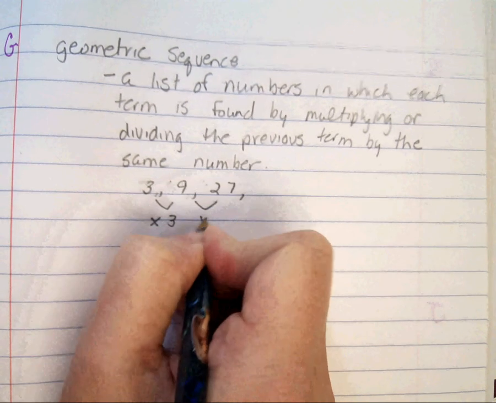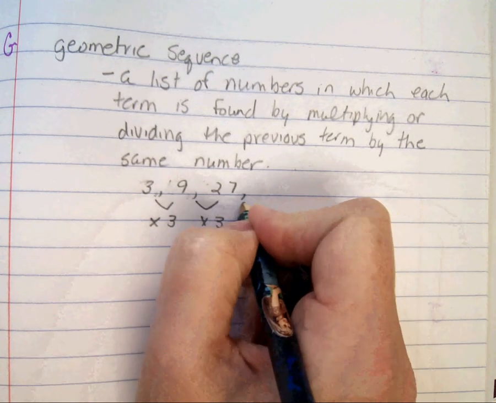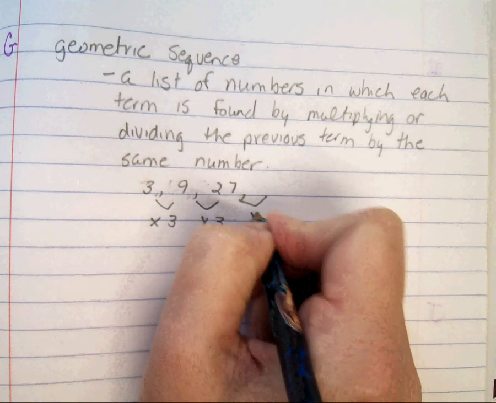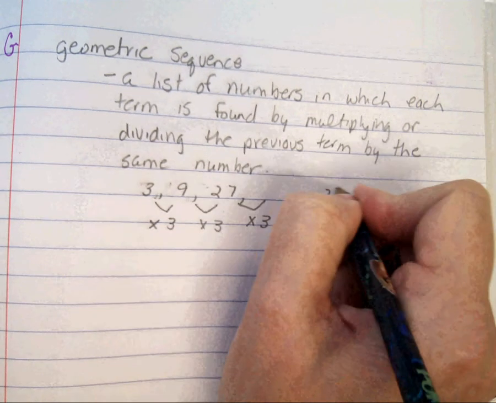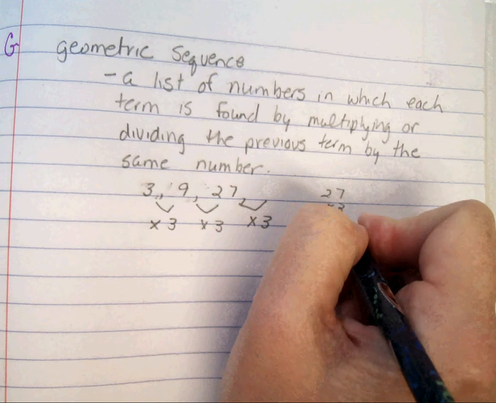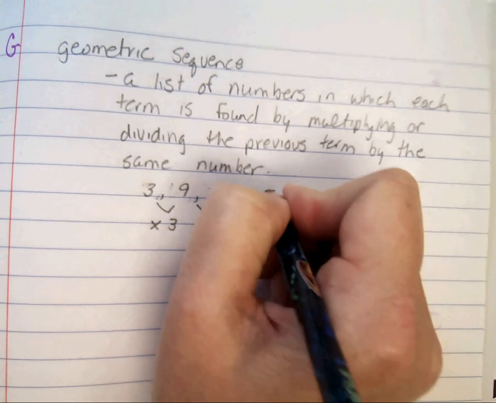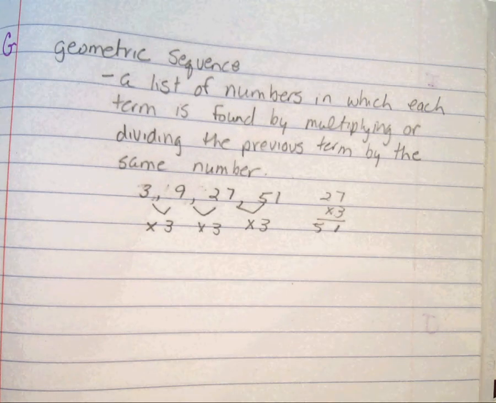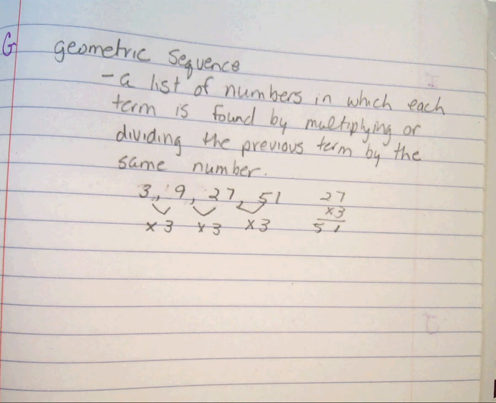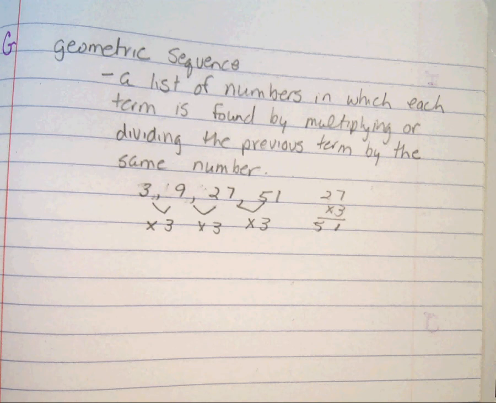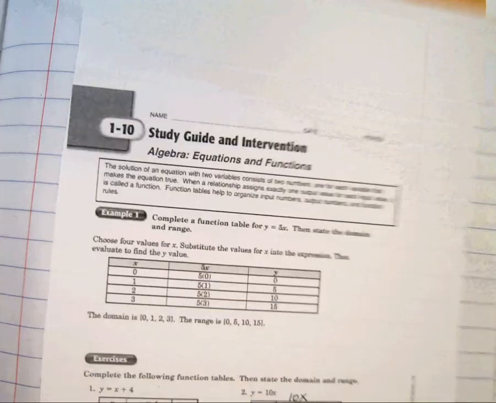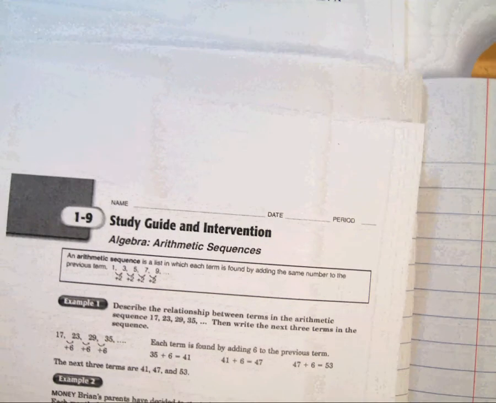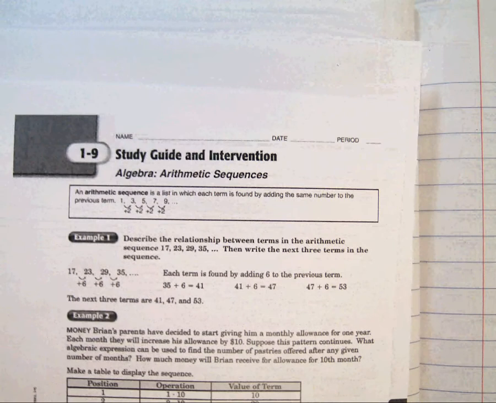So what would the next term be? Well, I'd have to multiply 27 times 3 to get my next term. That is 51. That's a geometric sequence. All right, so pause it if you need to so you can get that down. Then I want you to turn back in your ISNs to the next blank page. I gave you these study guides, 1.9 and 1.10 today in class. Glue those down. We're going to work both of those in this video.